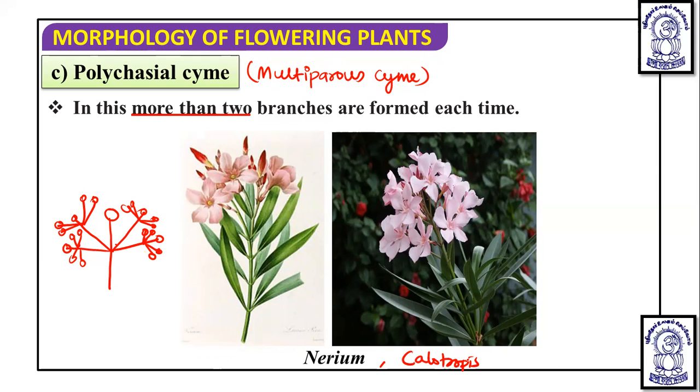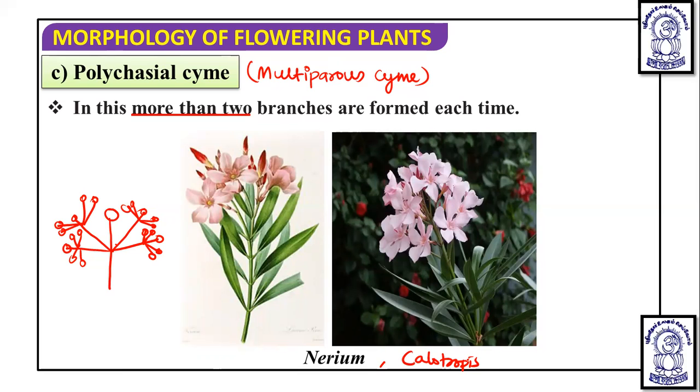Okay, so this is the cymose inflorescence where the peduncle terminates into a flower, but in racemose we have studied that the peduncle does not terminate into a flower. Racemose have an indefinite growth, whereas cymose have a limited growth. Racemose have an acropetal or centripetal arrangement of flowers. Here you will see the basipetal arrangement of flowers.